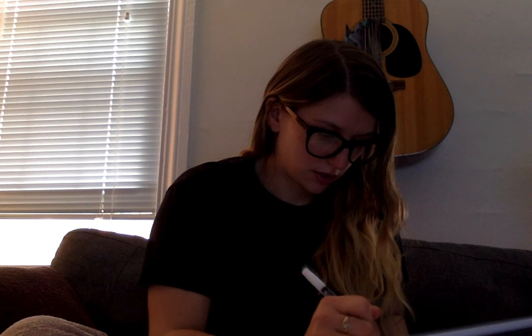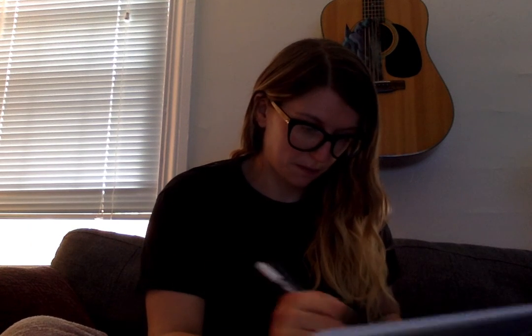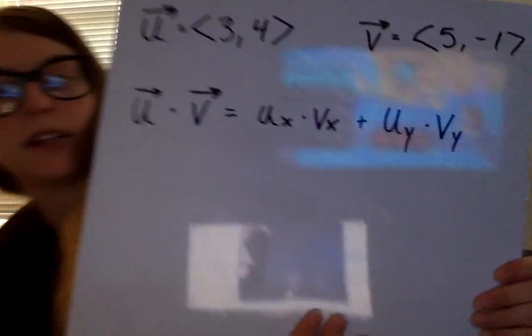So I'm going to write down the formula for you. It might be a little confusing looking, but then we're going to do some examples, and I think that will help. So vector u times vector v, this is called the dot product. So we're going to do the x-coordinate for u times the x-coordinate of v plus the y-coordinate of u times the y-coordinate of v.